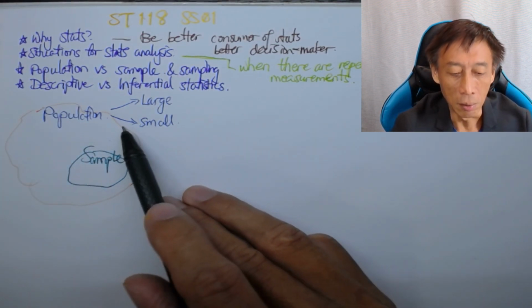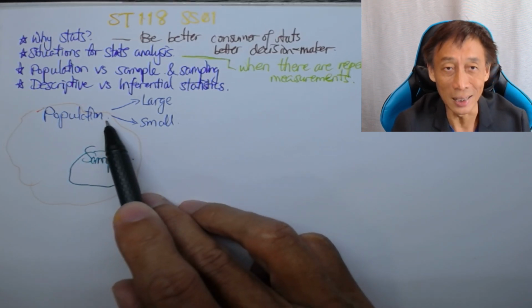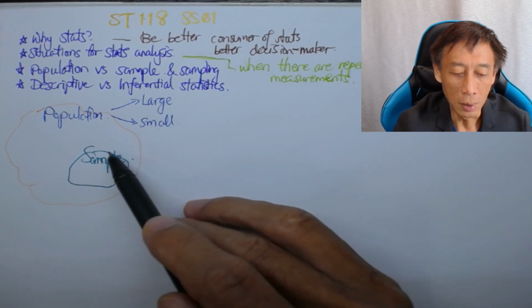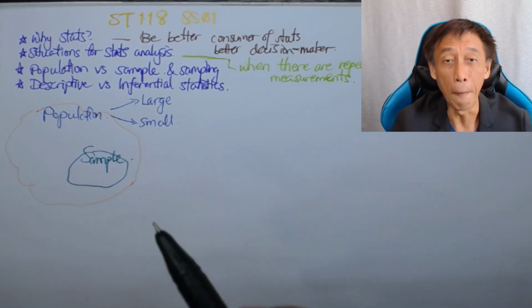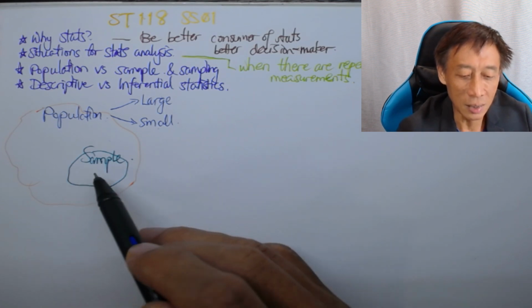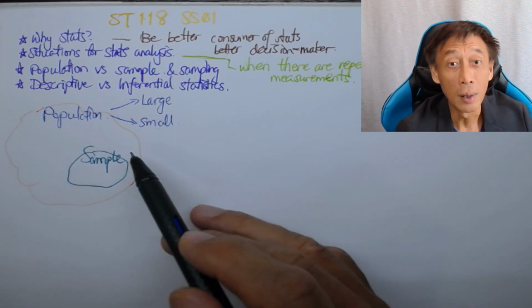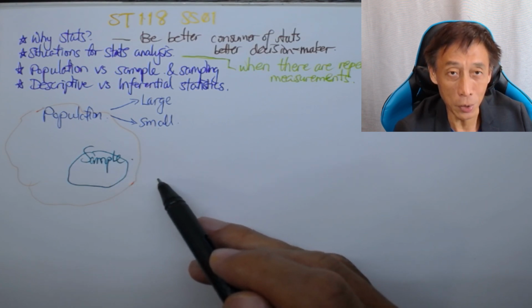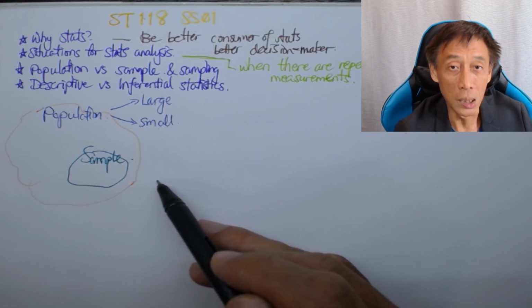That's one. Now I talked about population size being large and small. Whether it's large or small, the sample will be a part of it. Mathematically we call it a subset of the population, and being a subset of the population means that whatever is in the sample has to be in the population. But if you do have a sample that is outside the population, then it will be invalid.